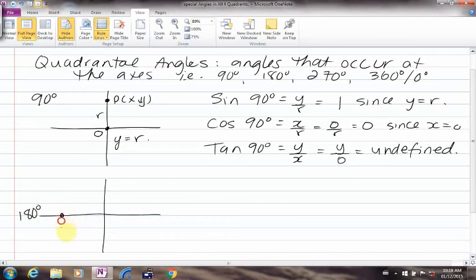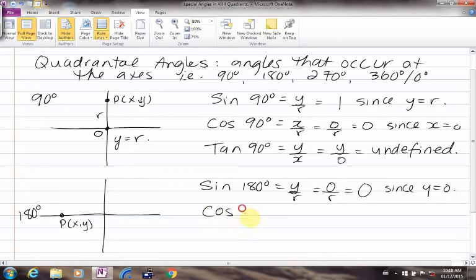So now my point P is over here on the x-axis. So when we do the sine of 180 degrees, which is y over r, what's the y value when we're on the x-axis? 0. So now we get 0 divided by r. So the value of sine of 180 is 0. And that's because y is equal to 0.